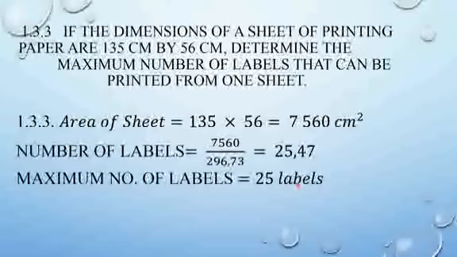So it means in the area of this particular sheet, there will be 25. It will not be more than 25. Hence, here we've got this as a fraction. So that fraction does not make a complete label. So it will be only 25 labels that are required for that.